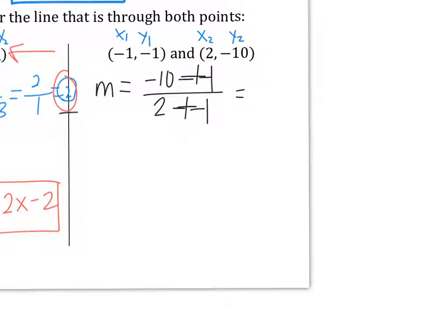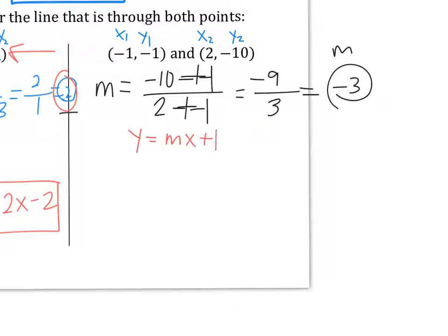So I really have negative 10 plus 1, which is negative 9, over 2 plus 1, which is 3, and negative 9 over 3 simplifies to negative 3. So that's our slope, that's m. Now into the formula, y equals mx plus b, I'm going to plug in a point for x and y and use my slope for m.